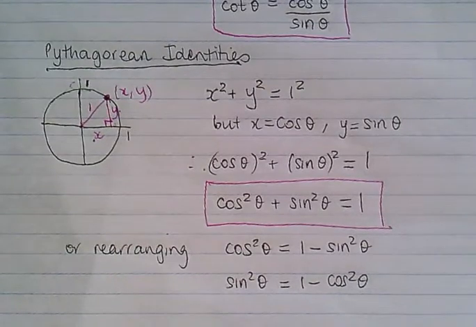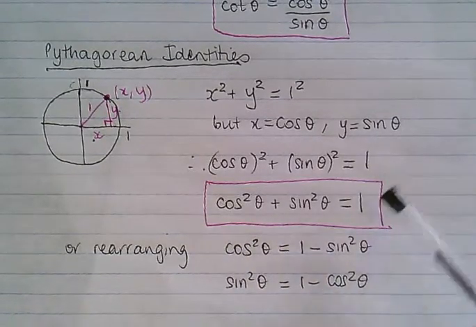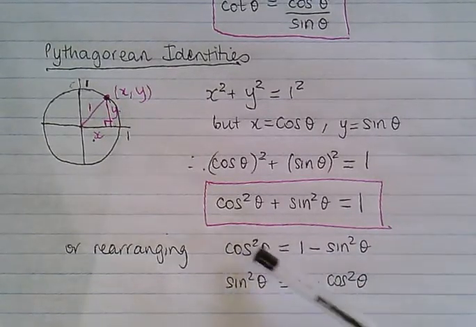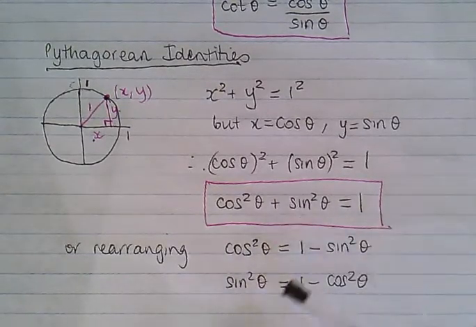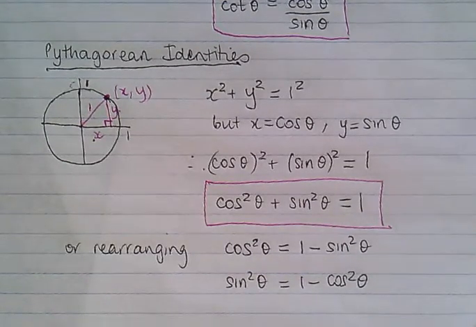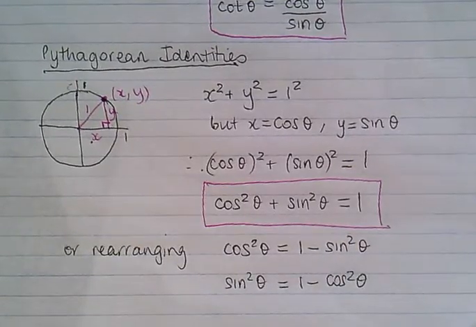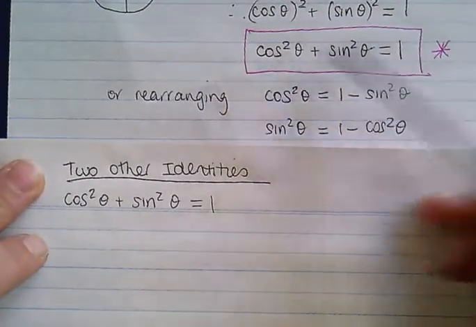So you will use this equation here in 3 forms. Often if you see cos squared theta plus sine squared theta, you can just replace it with 1. If you see a cos squared theta, you can replace it with 1 minus sine squared theta. If you see a sine squared theta, you can replace it with 1 minus cos squared theta. Okay? So 3 results from that 1 result so far: cos squared theta plus sine squared theta is 1. So 2 other identities can be derived from this result.